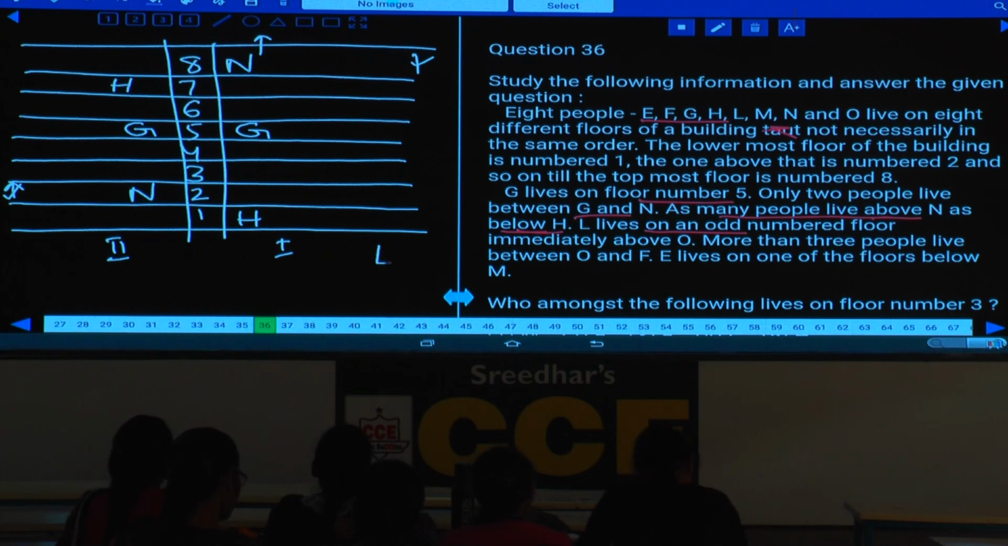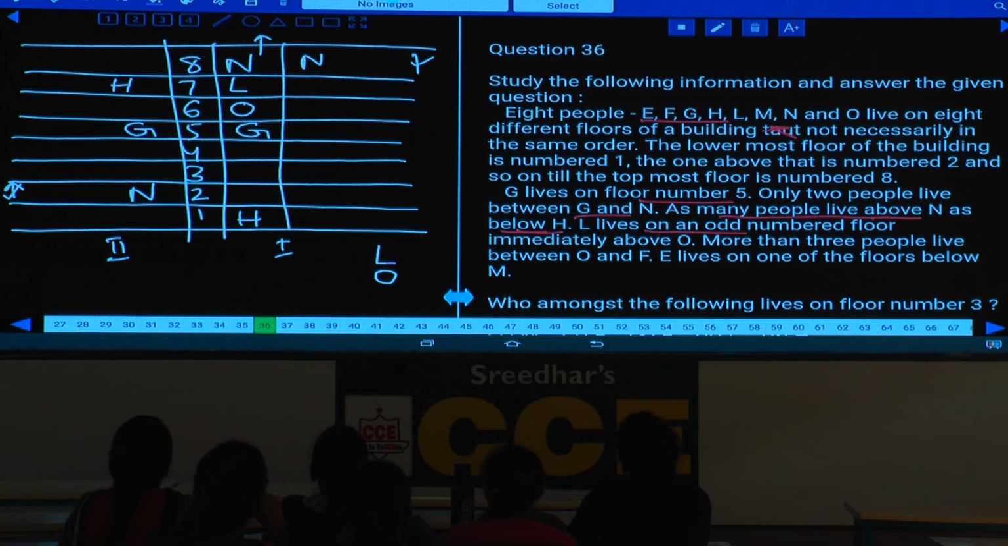L lives on an odd number floor. L is on an odd number floor immediately above O. L lives on an odd number floor immediately above O. Tell me how many possibilities we can have. Now in this one, L and O can be in these 2 places. L is odd number floor immediately above O. This is one possibility. Then what is the other possibility we have here? N is here, G is here, H is here. L is on an odd number floor, and 7 is done, 5 is also done. And what is the other possibility here? L and O can be on the 3rd one and the 2nd floor as well. Hence in the first case itself, we are getting 2 different possibilities to this L and O.